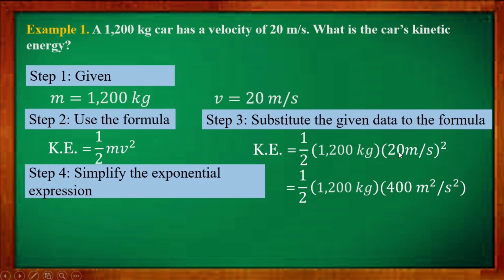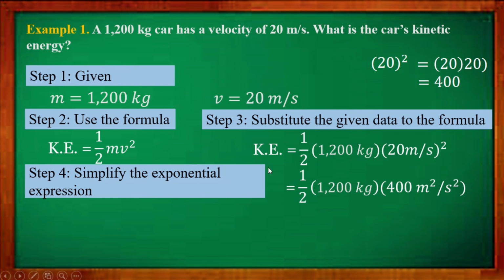So, doon sa una natin, 20 squared. And 20 squared is just equal to this one. So, 20 multiplied by itself twice. 20 times 20 is just equal to 400. That is why we have 400 here. And m multiplied by itself twice, and m times m is just m squared. And s times s is just s squared.